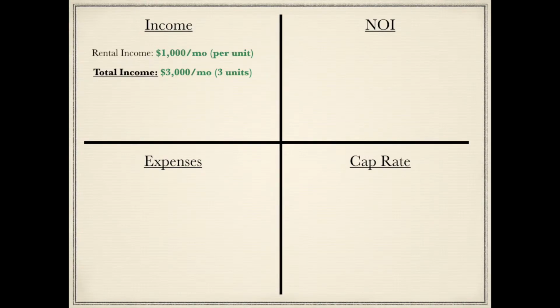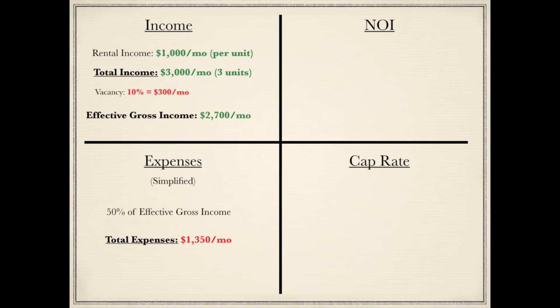In this example, we have rental income of $1,000 per month per unit. Since we have 3 units, the total income is $3,000 per month. Now, assuming a vacancy of 10%, that's an expense of $300 per month. The effective gross income total is now $3,000 minus $300 for vacancy, which equals $2,700 per month.